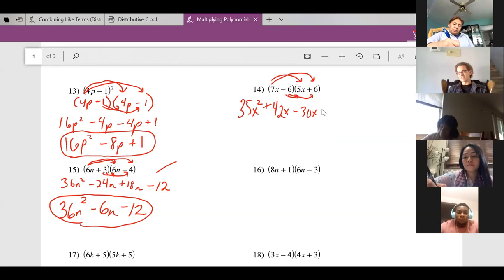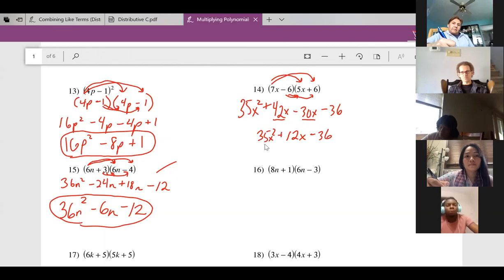Okay, so your like terms here is anything with just an x, this 42x and this negative 30x, you can combine those and get 12x. Negative 36 has no like terms, so just rewrite it. And 35x squared has no like terms, so just rewrite that. And that's what it should look like for number 14.